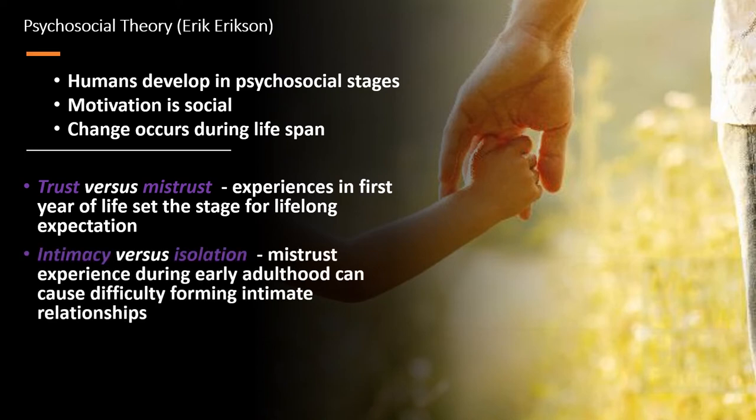Okay, so another example, and this is just 2 different examples, so these aren't in sequence, because trust versus mistrust is like 0 to 2, intimacy versus isolation is basically your 20s. Now this intimacy versus isolation thing is super relevant in today's situation, where isolation rates are at a level maybe never experienced, at least in our own lives, with all the lockdown stuff. That mistrust experienced during early adulthood can cause difficulty forming intimate relationships later. So how this early trust is actually affecting incredibly psychologically significant things later in life.